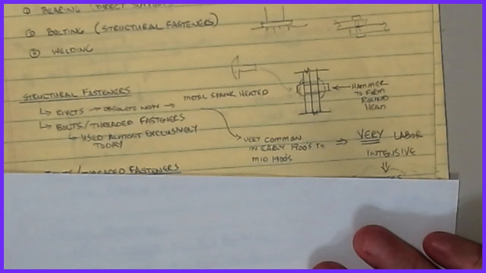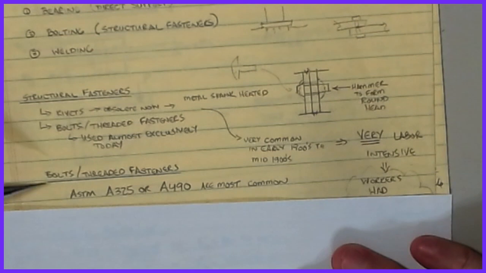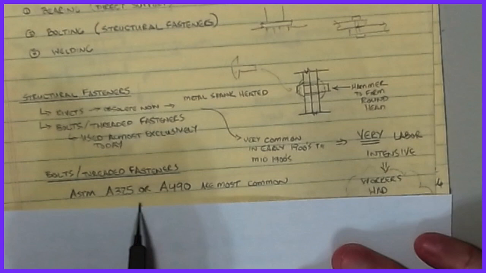Okay, so within the realm of threaded fasteners, there's a whole lot of different ASTM grades, but the most common that we're going to be looking at, and that are commonly used in practice, are the A325 and the A490. We'll talk a little bit about what the significance of that is in a second.